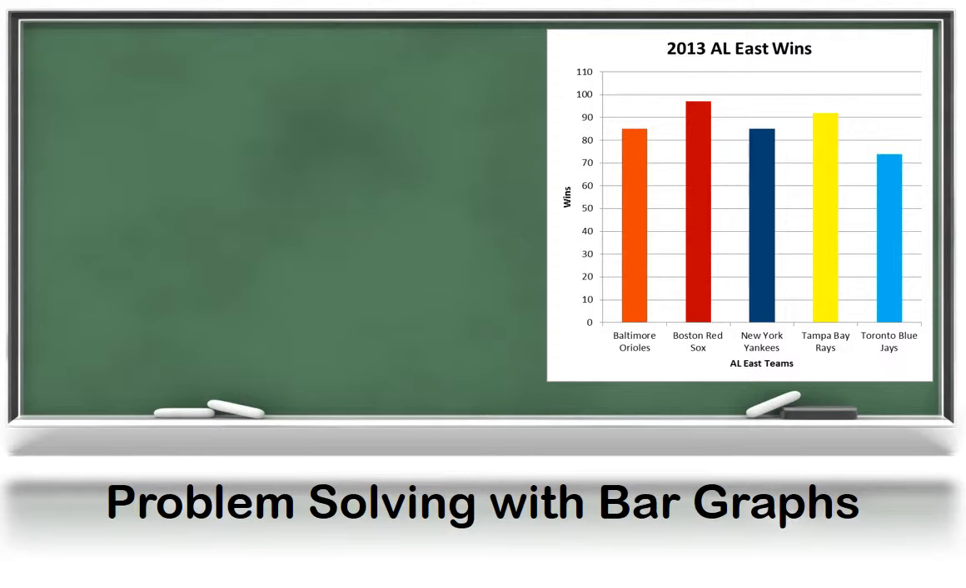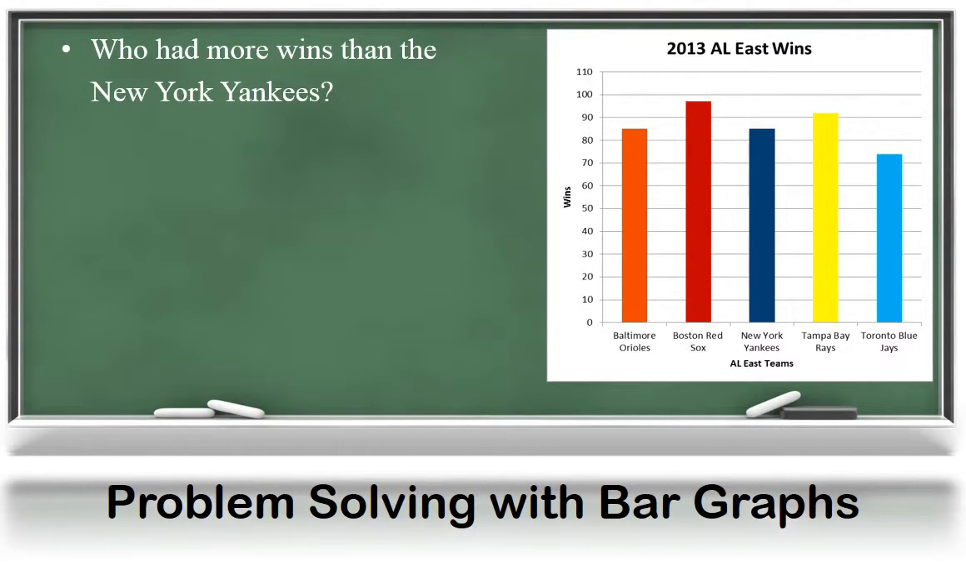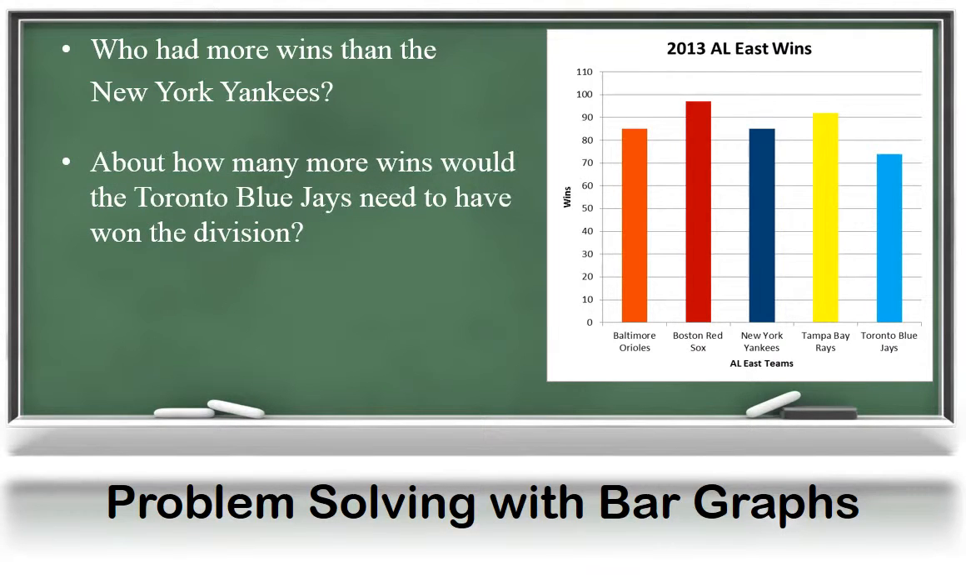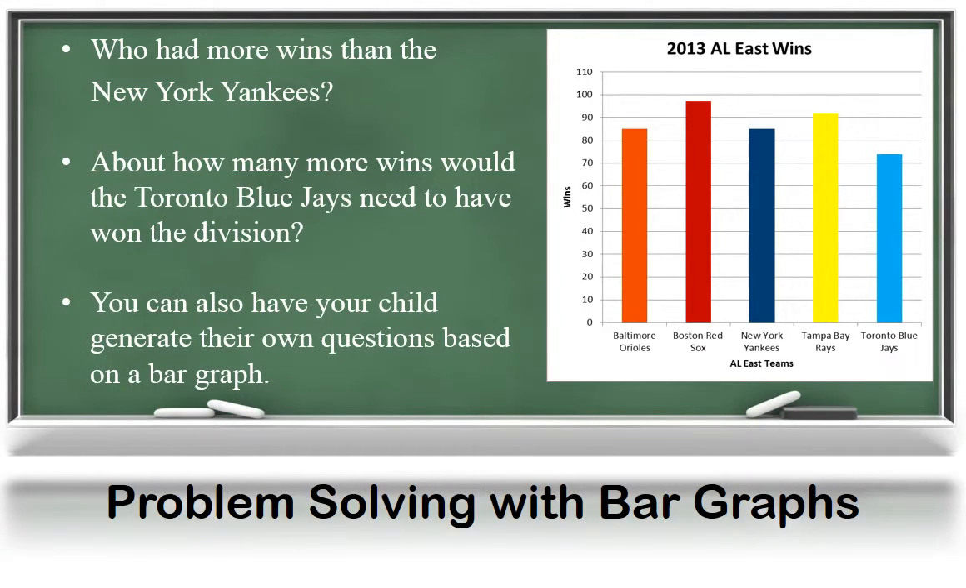Your child will also have been exposed to simple bar graphs in previous grades, however, the level of questioning will increase. Who had more wins than the New York Yankees? Students will be asked higher level questions which could require more than one step to solve. About how many more wins would the Toronto Blue Jays need to have won the division? You can also have your child generate their own questions based on a bar graph. Students will be expected to and assessed on creating questions that could be answered from the data represented in bar graphs as well as pictographs.